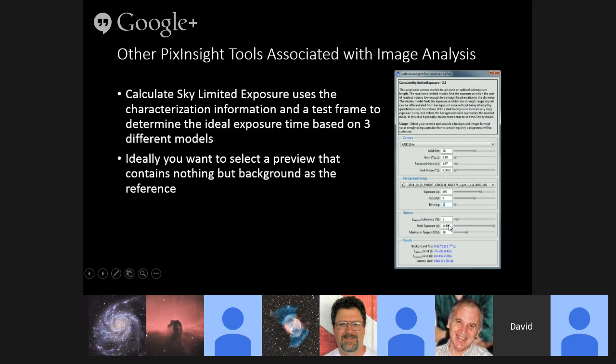It's based off of a limited total exposure time. In this case, I think it's about 4 hours is what I have it set to. So it's trying to tell you what your exposure length should be to get the maximum signal-to-noise ratio for a total 4-hour set of exposures.